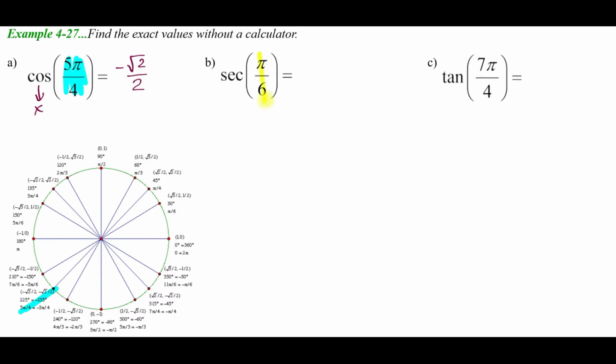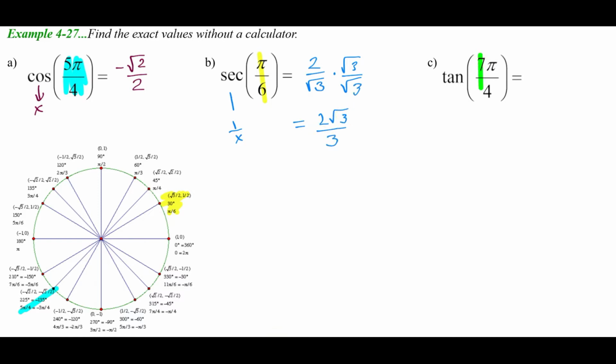Next, we're going to do the secant of pi over 6. So pi over 6 is this point right here. So then again, I'm going to look at the function that they asked me about, secant. Secant is 1 over cosine. So this is 1 over my x-coordinate. So I'm going to come here, I'm going to look at my x-coordinate, it's radical 3 over 2, so I'm going to flip that and make it 2 over radical 3. And then again, this is where we're going to rationalize. And we're going to get 2 radical 3 over 3.